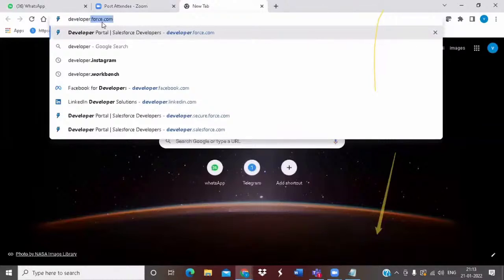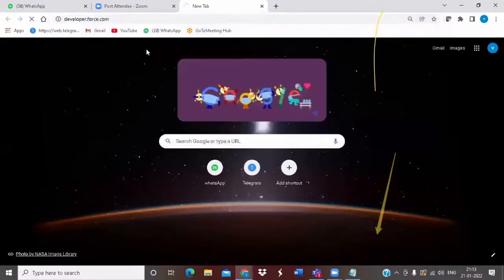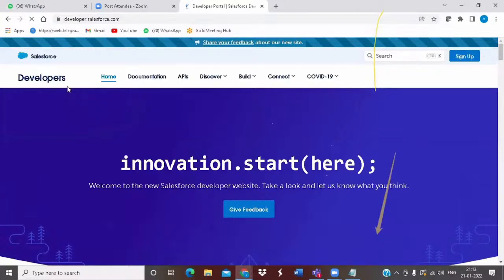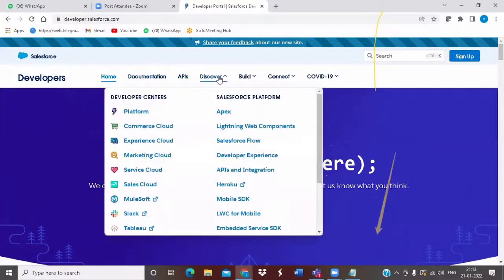Developer dot, what is this? Force.com means it's a developer's environment. This is the PaaS side of Salesforce. Look at this, Salesforce Developers. Home, Documentation, API, Discover. Look at this platform, just now we discussed this. Commerce Cloud, Einstein Cloud, Marketing Cloud, Sales Cloud, Service Cloud, MuleSoft. It is related to integration. MuleSoft is a separate company.